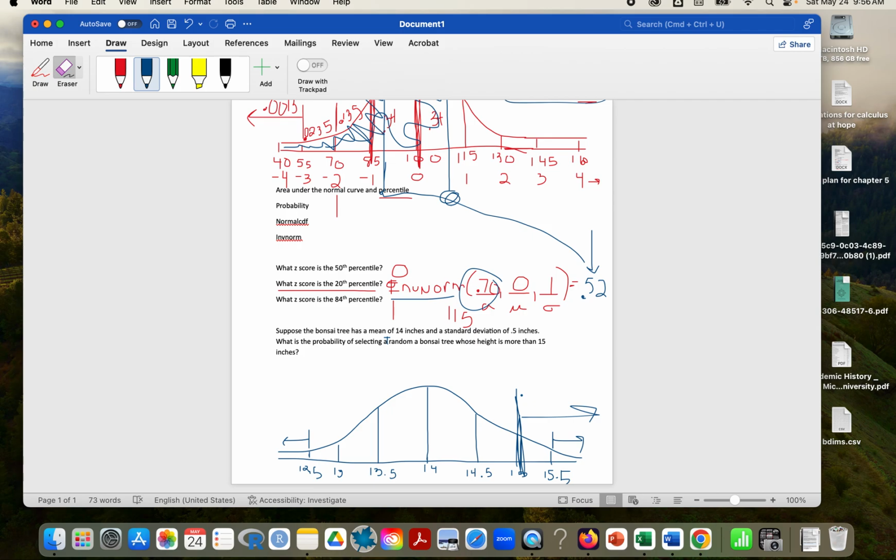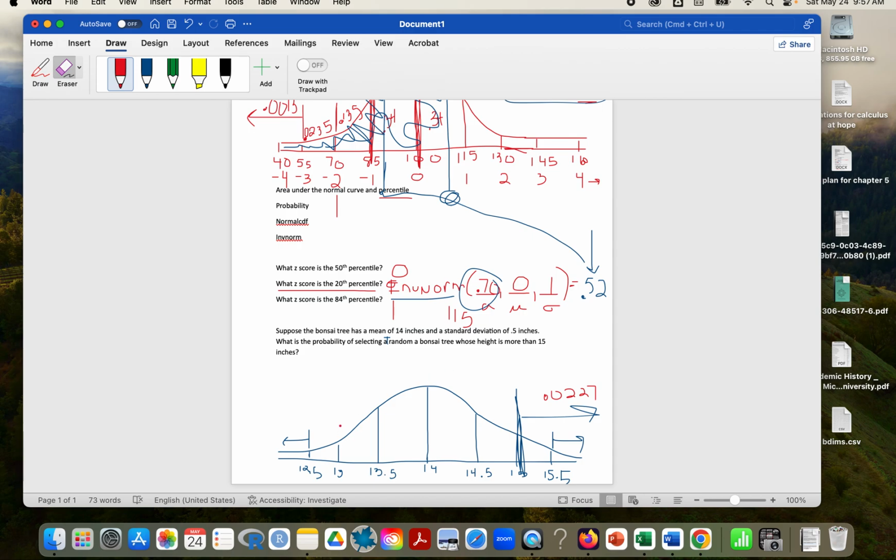The upper, we don't have an infinity button on our calculator, but what we can do is put something very, very large there. So put 1 with a bunch of zeros. Now, to make it work in raw data land, use the mean of 14 and the standard deviation of 0.5, and then go ahead and hit paste, and you're going to get a probability of 0.0227.